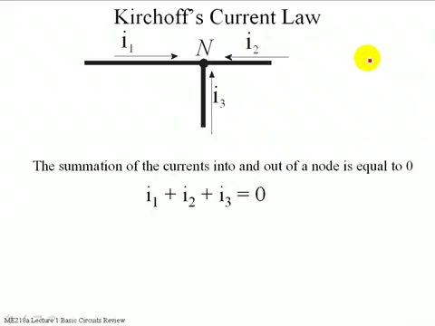Kirchoff's current law states that the summation of currents into and out of a node is equal to 0. A node being some point where wires come together in your circuit. And again, hopefully that should seem to make intuitive sense just from a conservation standpoint. We're not creating or destroying electrons, and so any that go in have to come out someplace else. And so we'll also make use of that, the summation of currents being equal to 0.